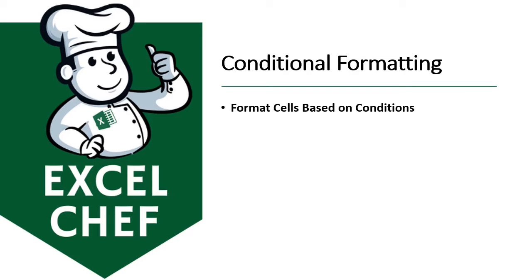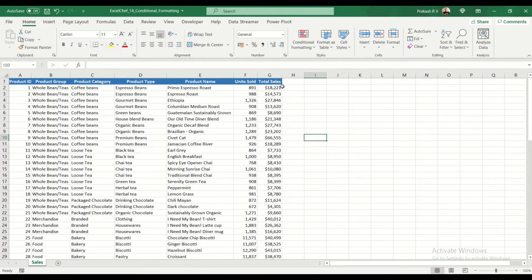In this tutorial, we're going to look at conditional formatting in Excel. We'll see how we can format cells based on conditions, like if they are in the top 10 values, if they're in the bottom 10 values, and so on. So we have the sales data set here. There is a column unit sold and there is a total sales value column here. Let's apply some conditional formatting to this.